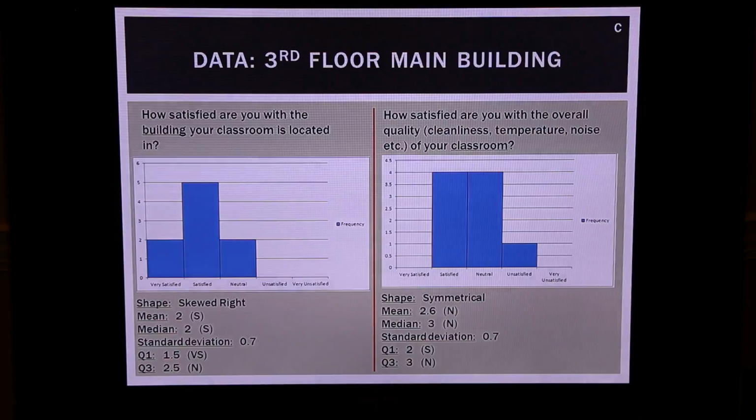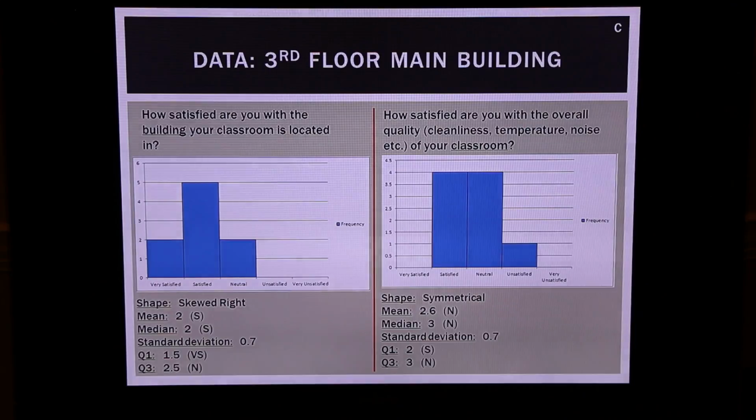How satisfied are you with the quality of your classroom? Here we see a little more, it's still skewed to the right, so teachers are satisfied with the quality of their classroom on the third floor, but it's a little more neutral or unsatisfied, and that's seen in our median being neutral and our Q3 being neutral.